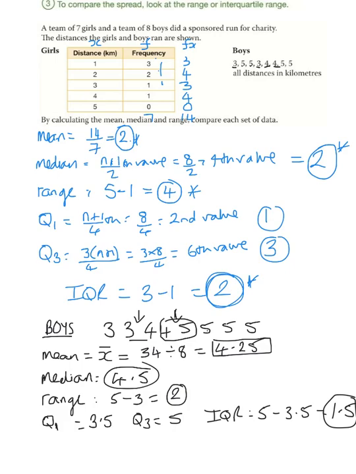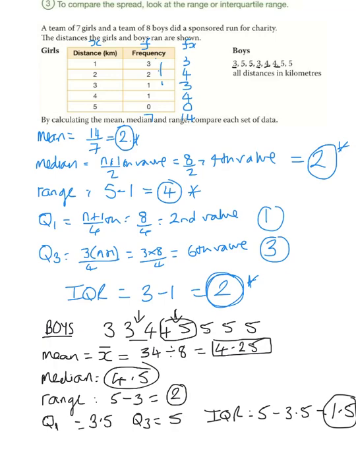So I've worked out all that I've been asked to work out, and by calculating I need to compare each set of data. So you need to compare what we call our measures of location, so things like the mode or the mean, and a measure of spread, so how the data is spread. So you should make a comment about each of those things. So by comparing the mean, I can see that on average, the boys ran further than the girls, but the range shows that the girls' distances were more varied than the boys.